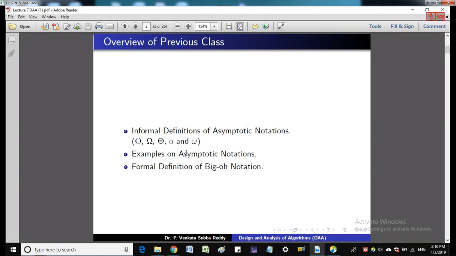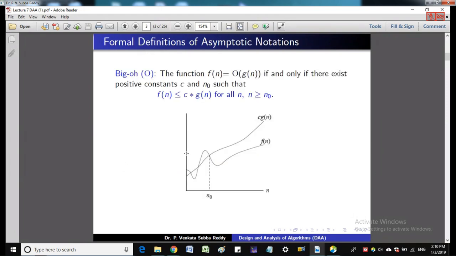Similarly, big omega is analogous to greater than or equal to. Similarly, we have theta, that is analogous to equal to. Little o is strictly less than. Little omega is strictly greater than. That's what we discussed in the previous class.